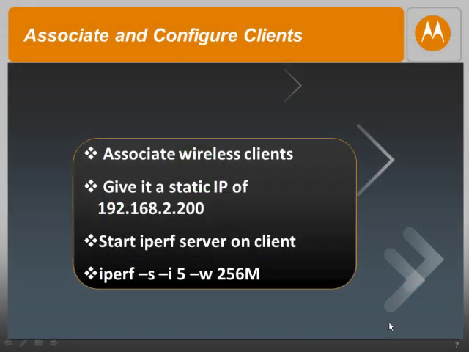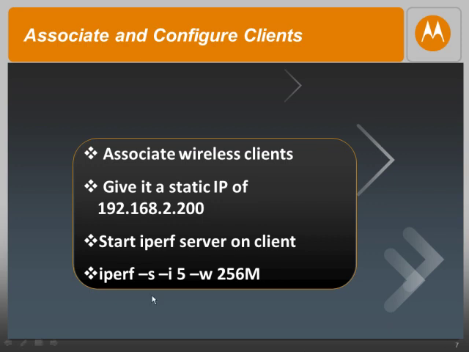We are now going to associate a wireless client to our AP. We will give it a static IP address of 192.168.2.200. The first test is going to be an iPerf TCP test, where we are going to be pushing traffic from a wired server to the wireless client.